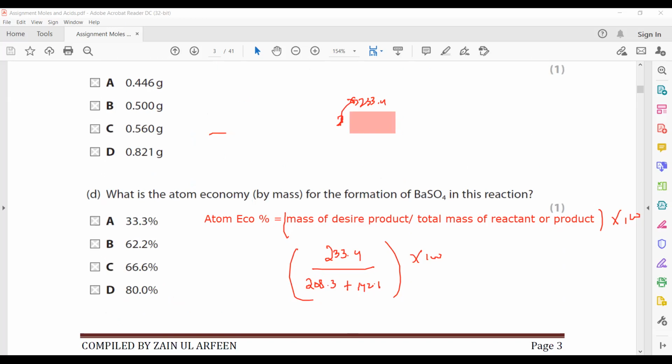So it will come out as C, or 66.6%. Is this question clear?